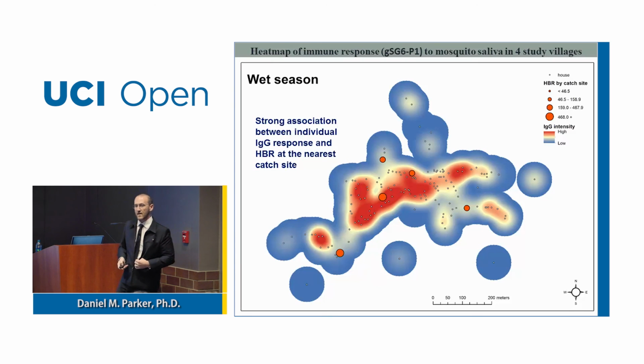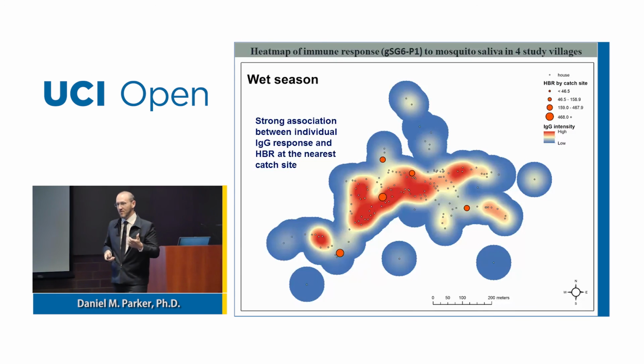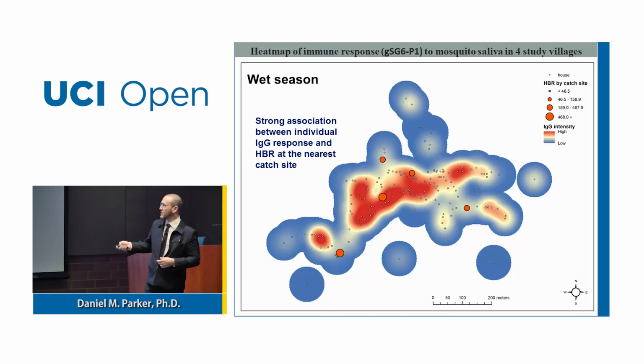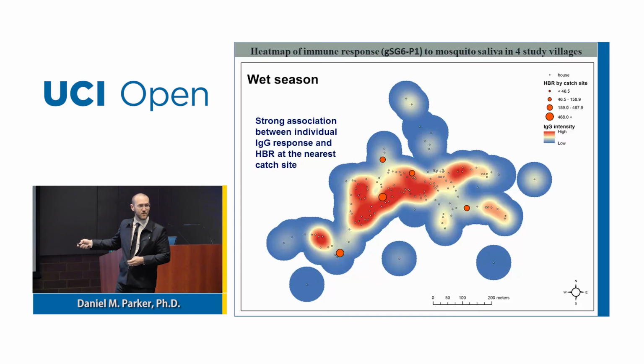And what we found, we used a linear mixed effects regression. We controlled for things like age and sex and the survey period. And we found a very strong correlation between living close to one of these catch sites with a high HBR and your immune response. What that means is if you live close to one of these catch sites with a lot of mosquitoes that are biting, then you also have a high Anopheles response.